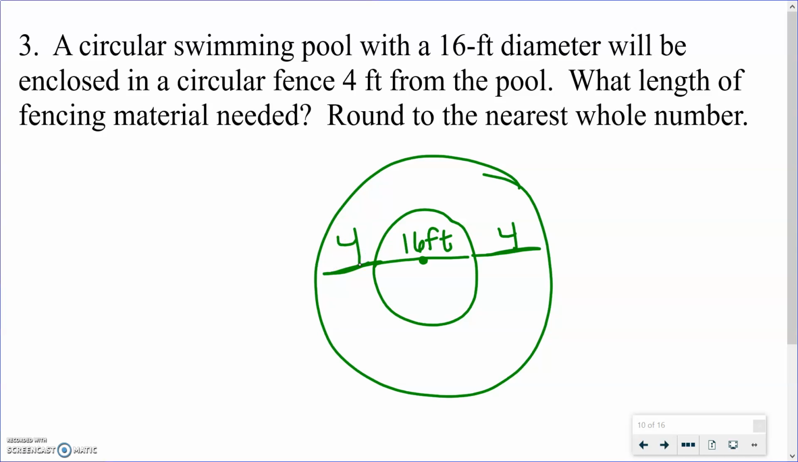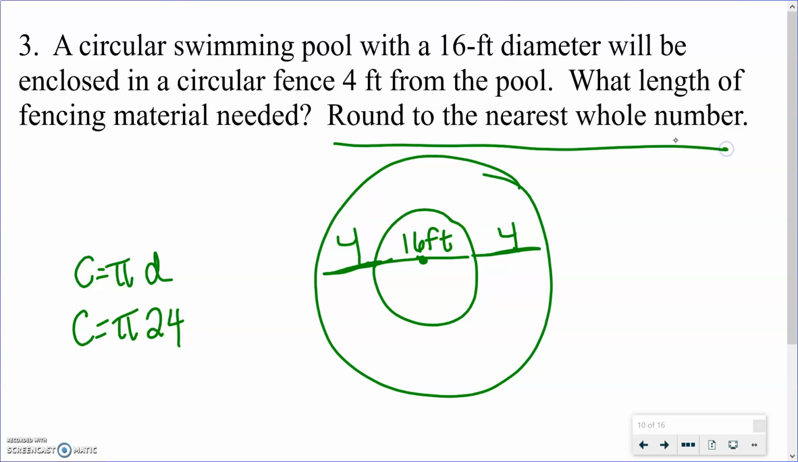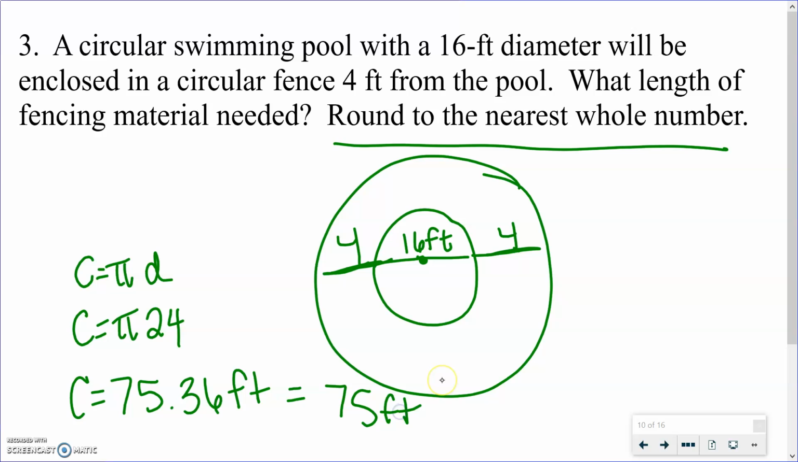Okay, so to find the circumference of a circle, we do pi times the diameter. Well, the diameter here is 4 plus 16 plus 4 more. So that is 24. So we're going to do 24 times pi. And it says to round to the nearest whole number. So if I punch this in to my calculator, I get 75.36 feet, which is going to be about 75 feet of fencing. Okay?